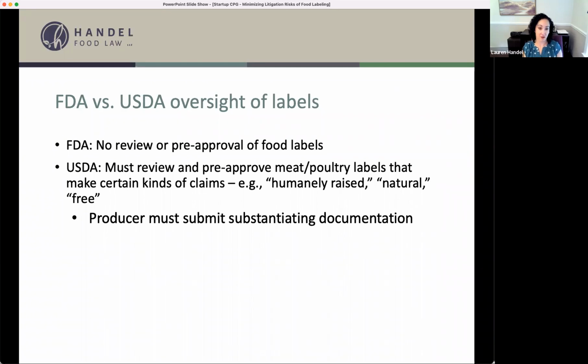In contrast to that, USDA, if a label makes what are called special statements or claims, such as humanely raised, natural, free, claims about the absence of antibiotics, and there's a variety of issues that can trigger what's called sketch approval, meaning that you have to actually submit a draft of the label to USDA's Food Safety and Inspection Service to be reviewed, along with substantiating documentation, and get their approval before you can use the label in the marketplace.